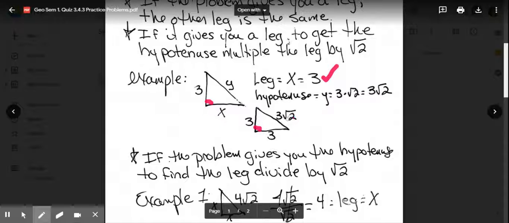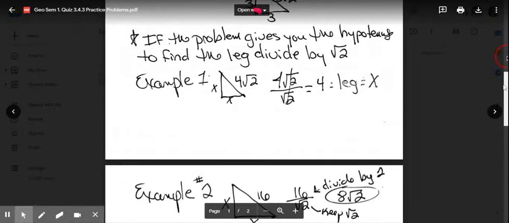Now, if the problem gives you a hypotenuse, then you have to, in order to find the leg, divide by the square root of 2. So we're going to look at a couple examples of this one.